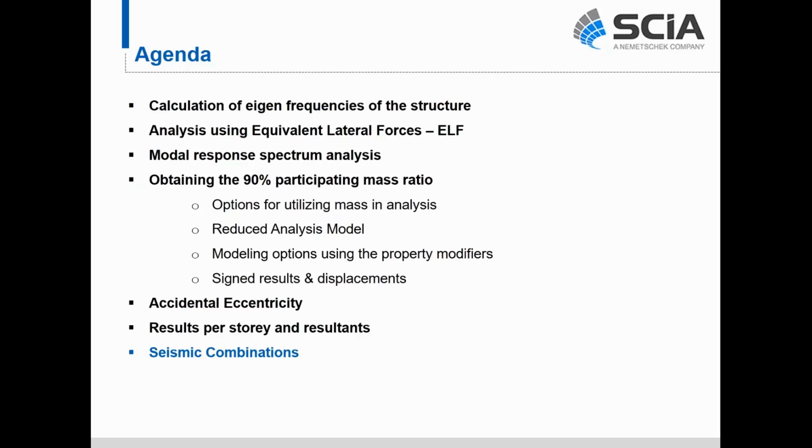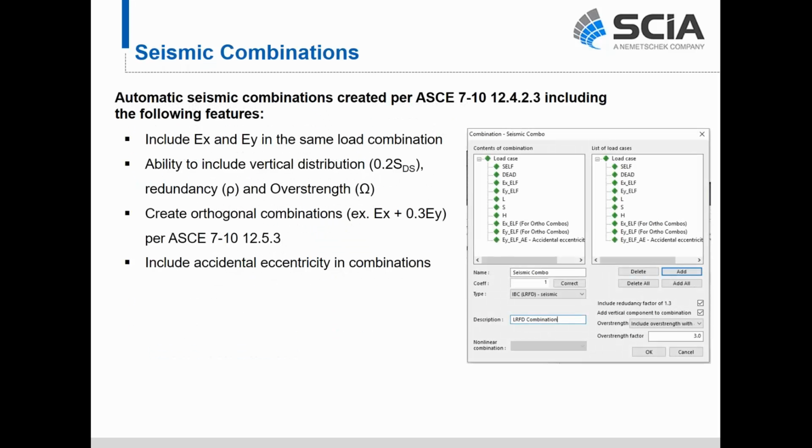Now the last thing I wanted to mention is a new improvement for version 16.1, which is out in the next week or so for the American code: automatic seismic combinations created per ASCE 7-10. And so just some of the following features. You have the ability to include both your X and Y direction seismic loads in the same load combination, like I have here created in this set of combinations. You can include the vertical distribution, or you can choose a checkbox to not include the vertical distribution. It's really up to you.